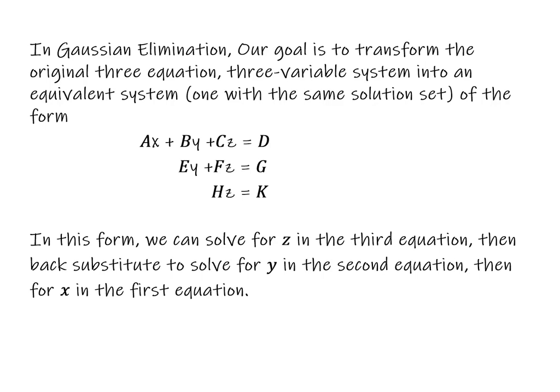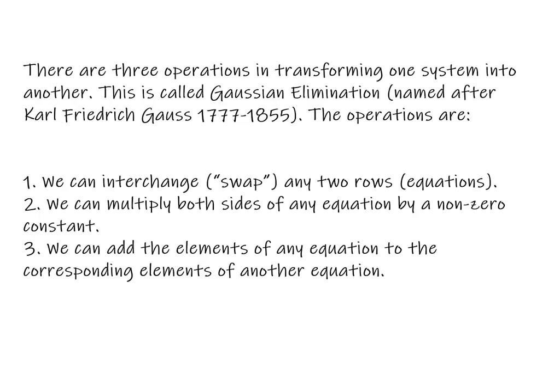We also have special rules about how to do this. The rules we follow are here. Rule 1. We can interchange or swap any 2 rows or equations. Rule 2. We can multiply both sides of any equation by a non-zero constant. And Rule 3. We can add elements of any equation to the corresponding elements of another equation. Rules 2 and 3 really are similar to the elimination method that we talked about in previous examples.